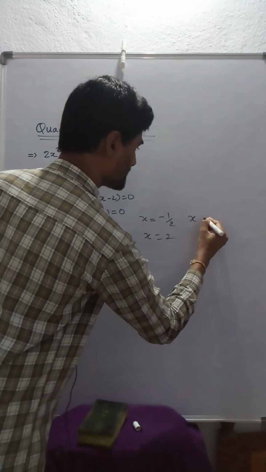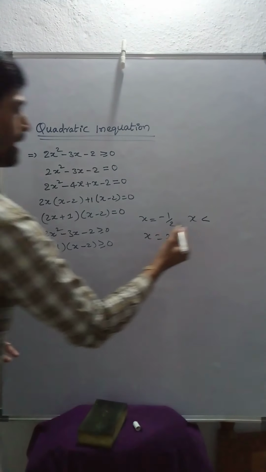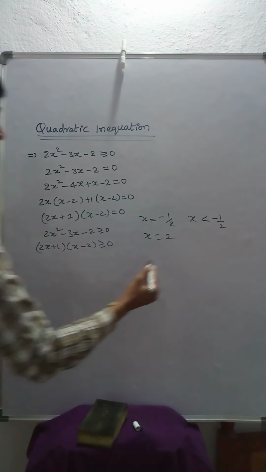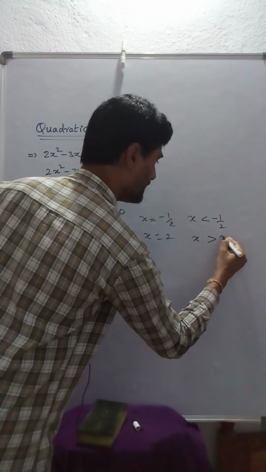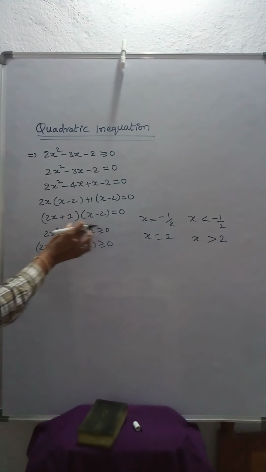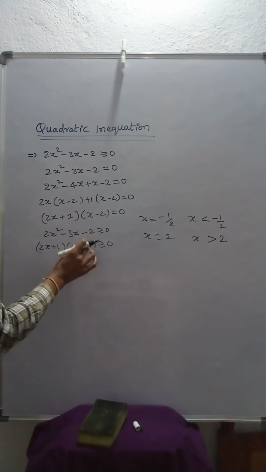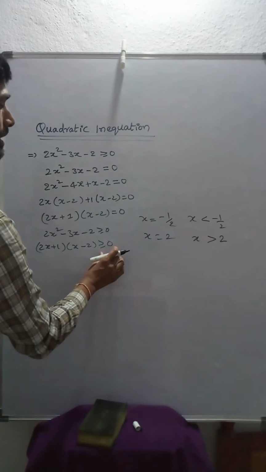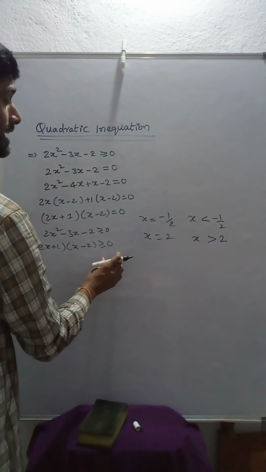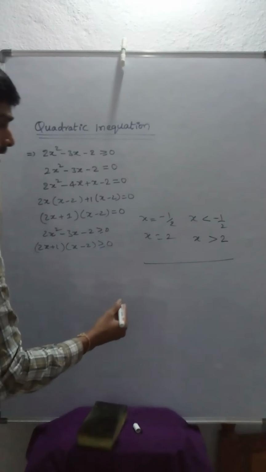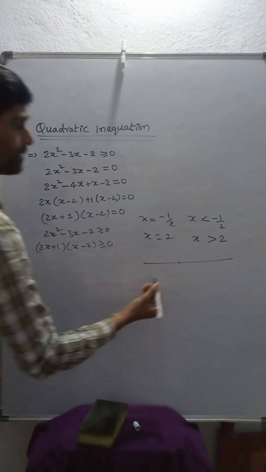So x is less than minus 1 by 2, then both factors become negative values. If I take a positive value, x greater than 2, then both are positive values. Therefore, a positive value into a positive value results in a positive value, which is greater than 0. That is our two cases. Then draw the number line here. We will keep a point here.